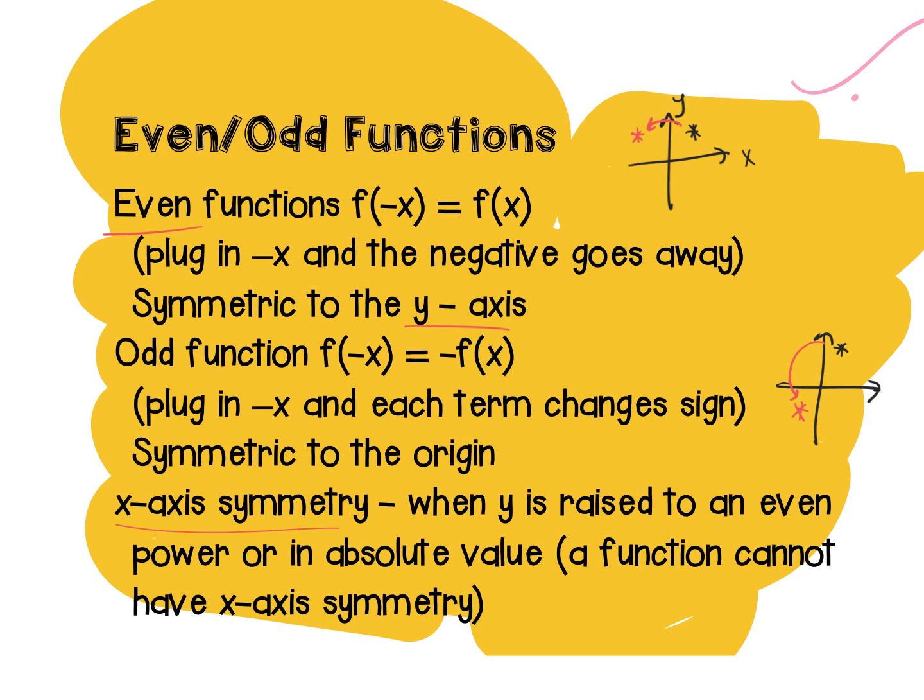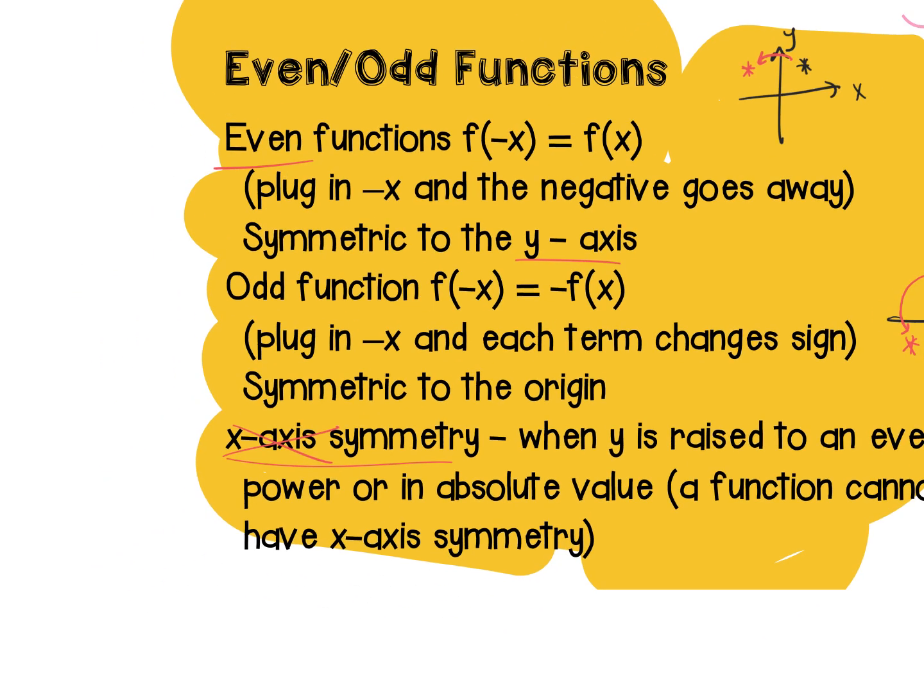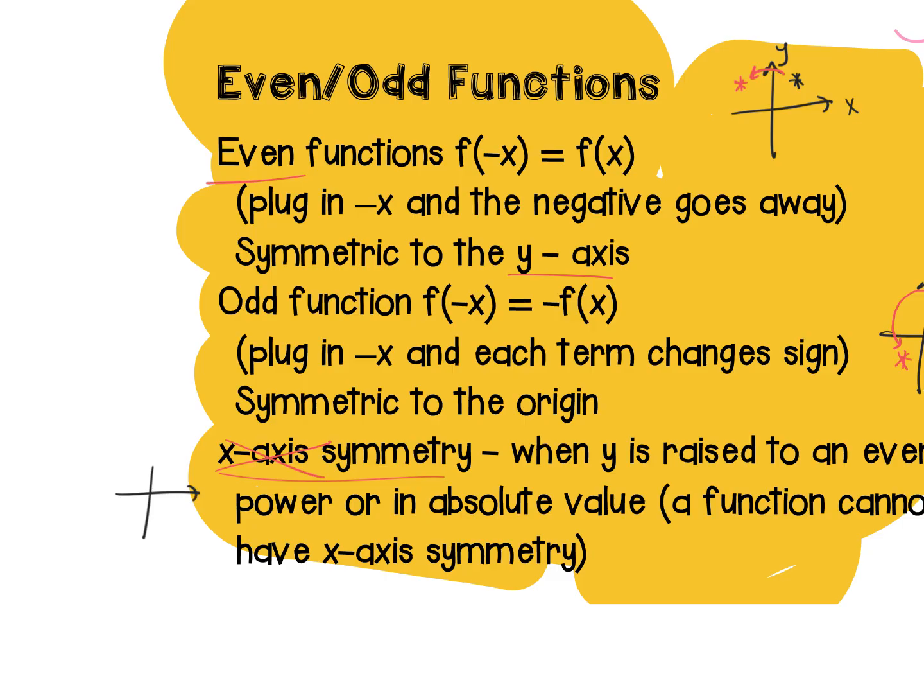And x-axis symmetry happens when y is raised to an even power. A function cannot have x-axis symmetry, so we're not really going to worry about that. But x-axis symmetry on a graph would just look like, let's say I had something up here, it would mirror directly across over here. And a function cannot have that, because then it would fail the vertical line test, all right?